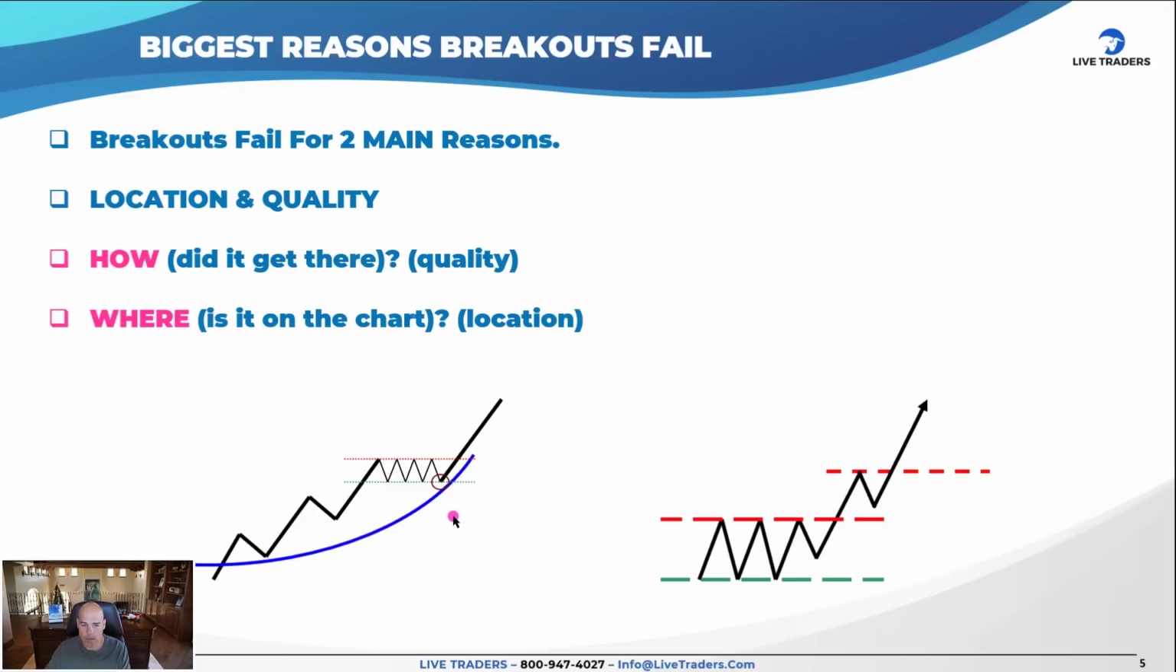Okay, so here's one of the problems I see with people. You see this little brown circle over here on the bottom left right here? Right? Touching this blue line here.